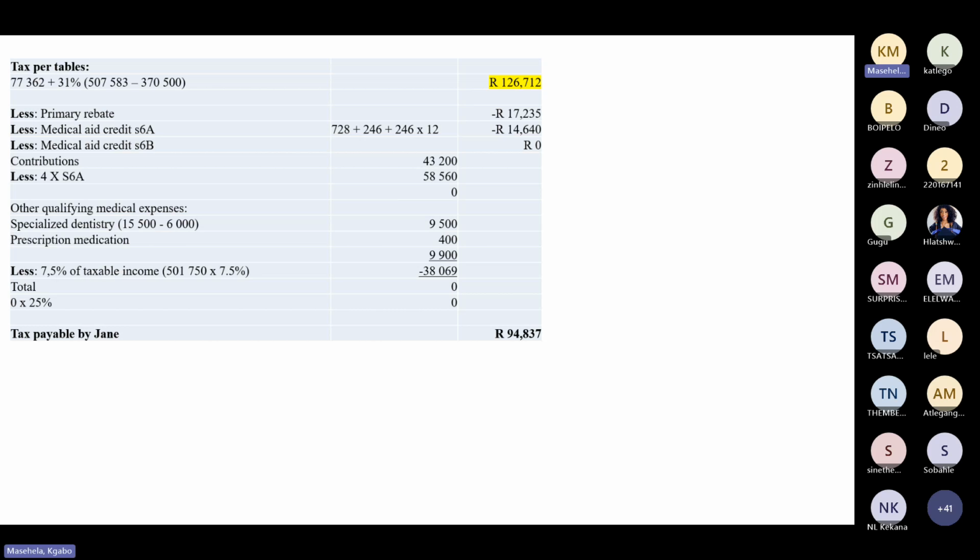Let's say there was one, maybe over the counter medications. No, that is not a prescription. Therefore, you are not entitled to claim that particular over the counter medication. Then again, they say less 7.5% of your taxable income. We know our taxable income. We've calculated our taxable income.